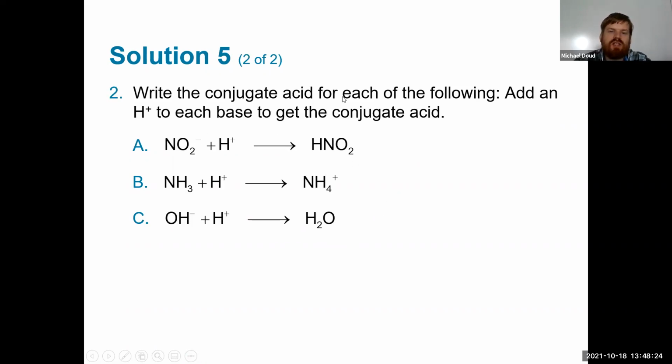Next up, for the conjugate acid of those bases, all you have to do is add a proton to each of them. So NO2 minus plus a proton becomes HNO2. NH3 with a proton becomes ammonium, NH4 plus, and then hydroxide with a proton just becomes water, H2O.